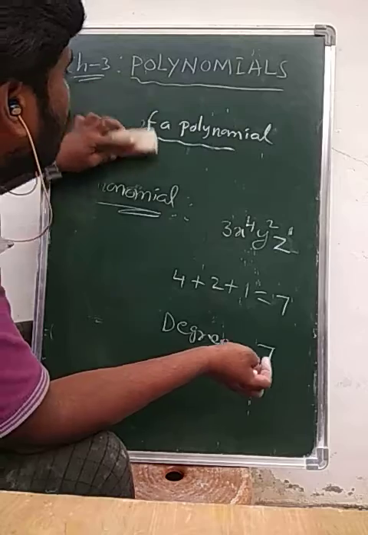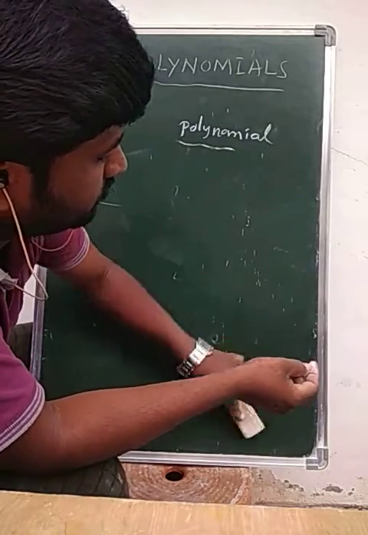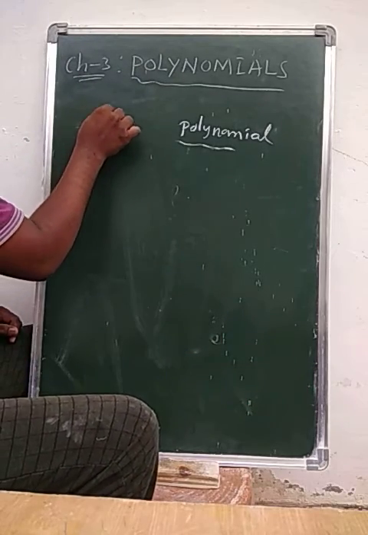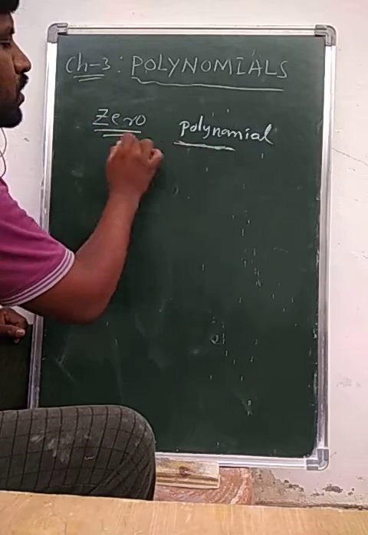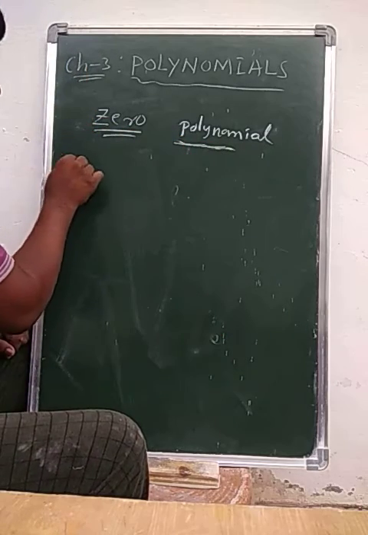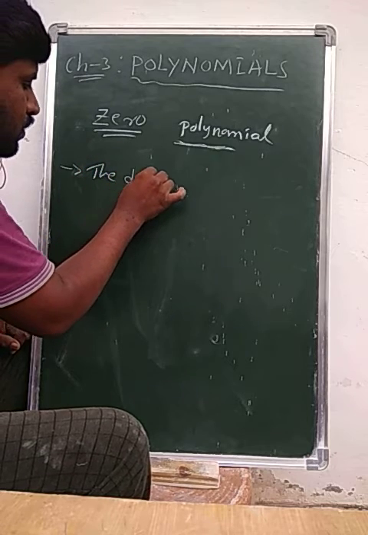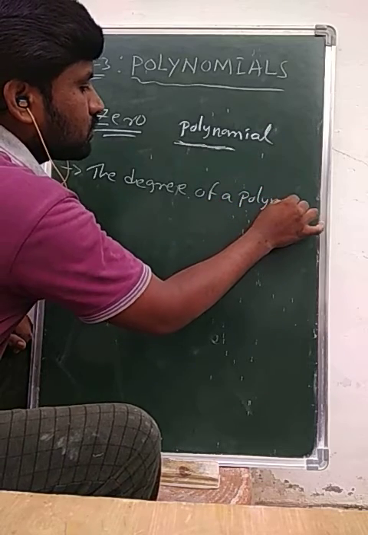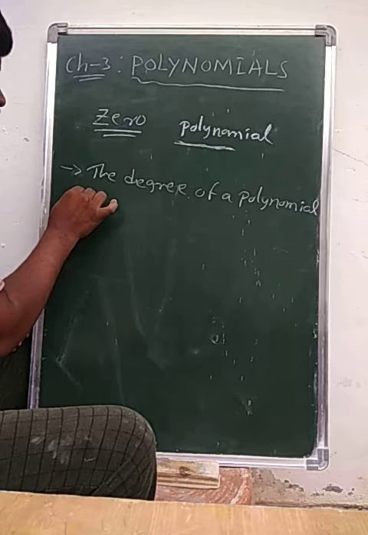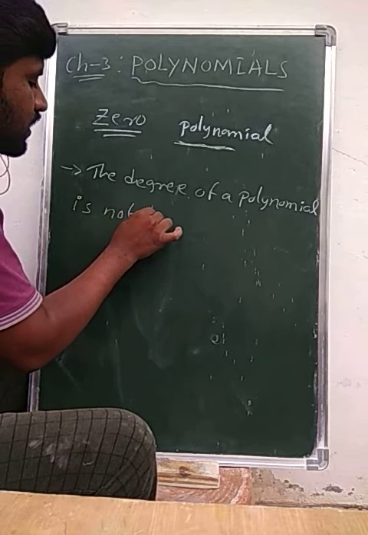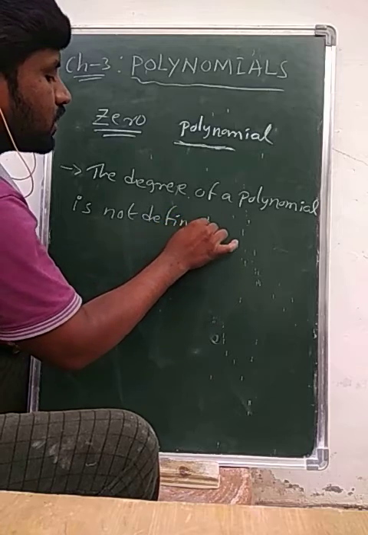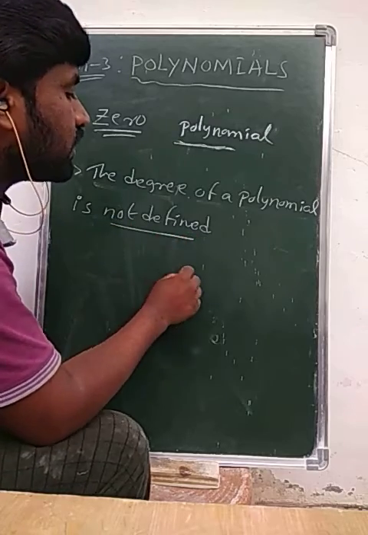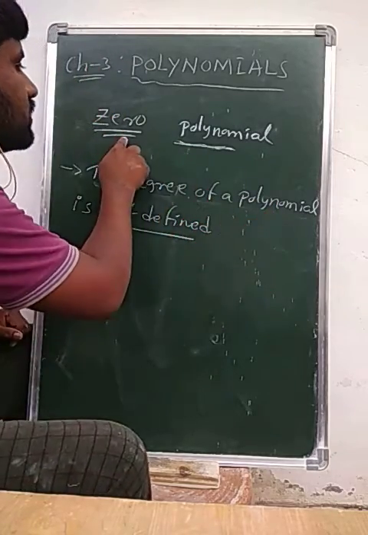Now what is a zero polynomial? Zero polynomial means what? If the degree of a polynomial is not defined, then we call it a zero polynomial.